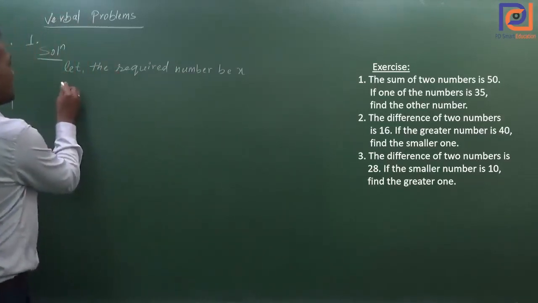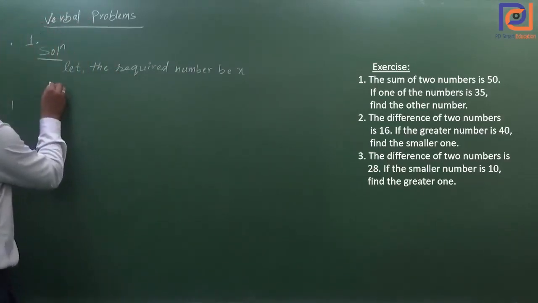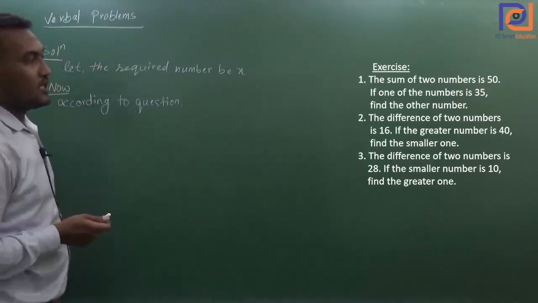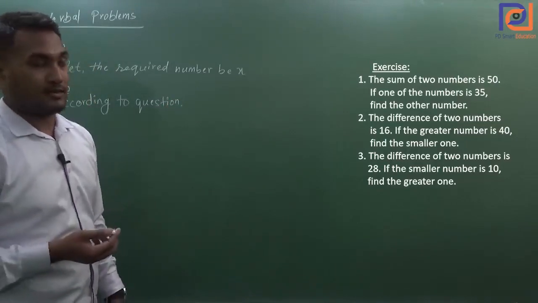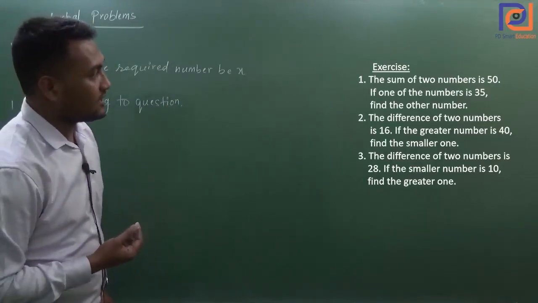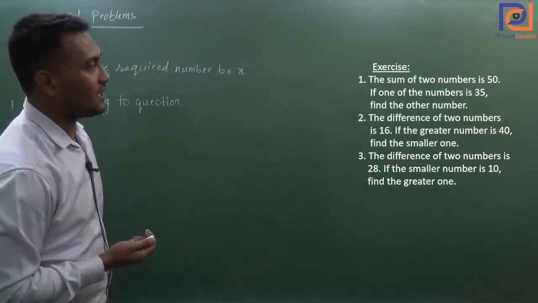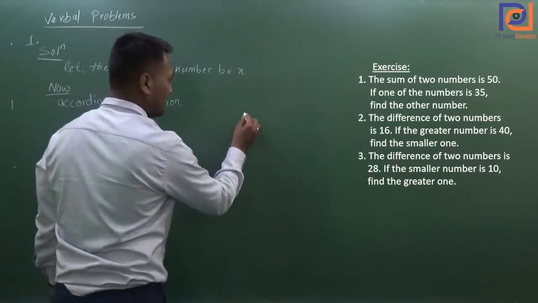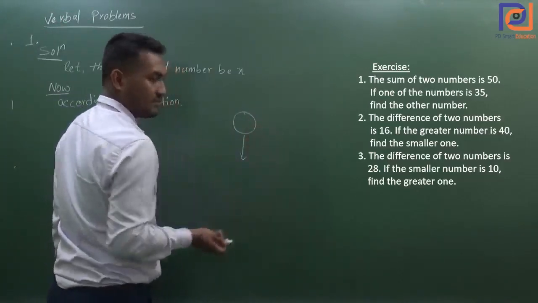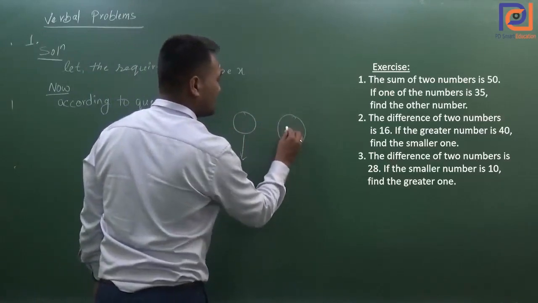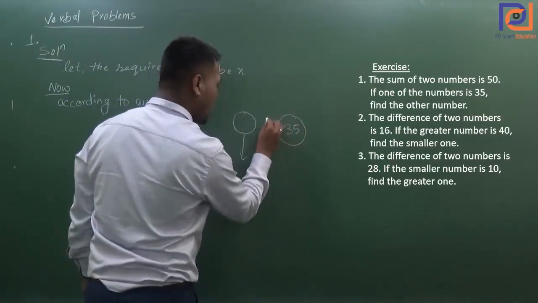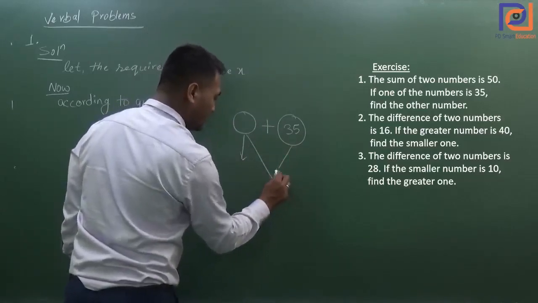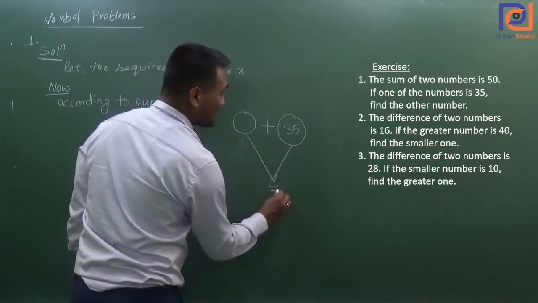Next, you need to form the equation according to the question, that is, the mathematical statement. The sum of two numbers is 50, if one of them is 35. One number is given. The first number I'm giving as a blank. The second number, let's say, is 35, it's given. You need to add these two numbers so that you will get the sum, which will be equal to 50.